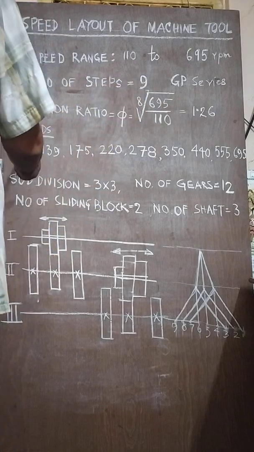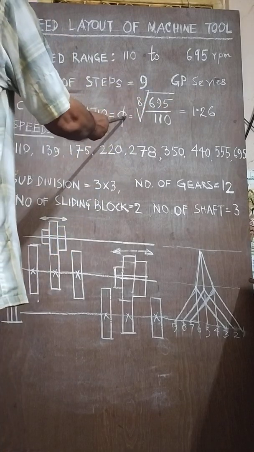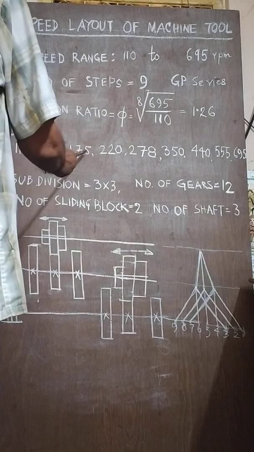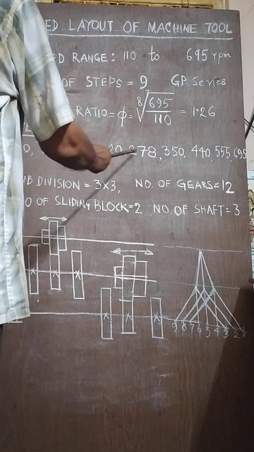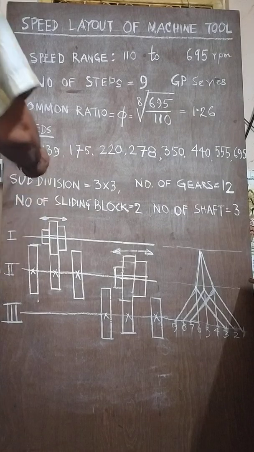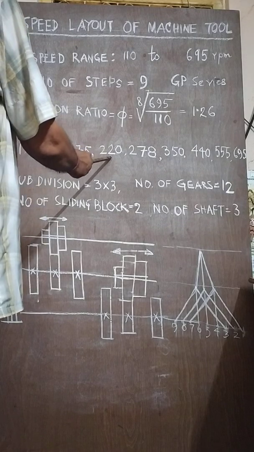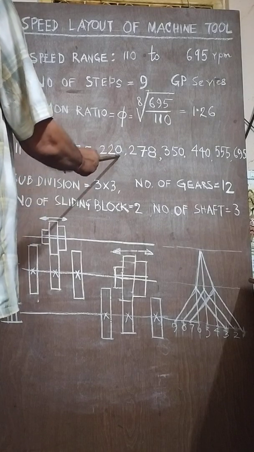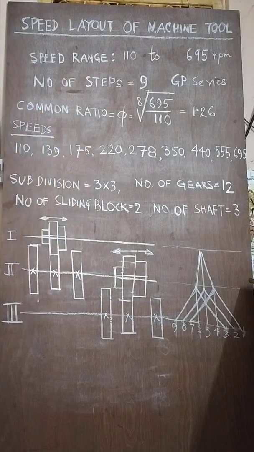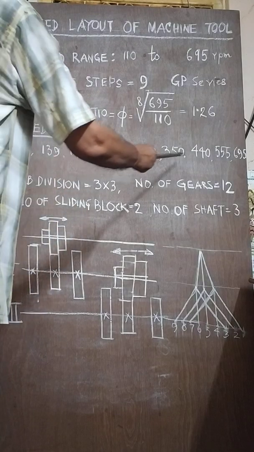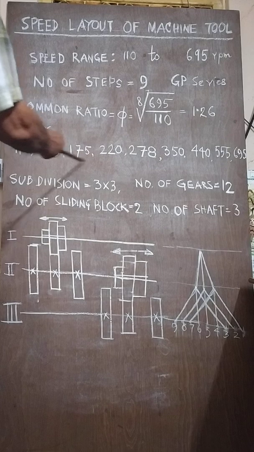If the first term is A and phi is the common ratio, the speeds are A, A phi, A phi square, A phi cube, and it keeps on like this. So the fourth speed is A multiplied by phi cube. These keep on adding, and this is the speed range.